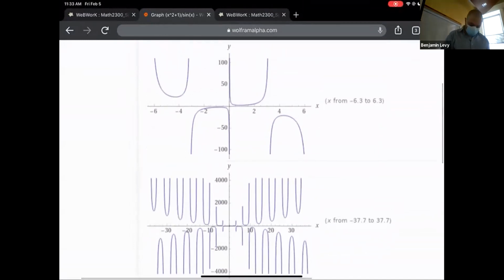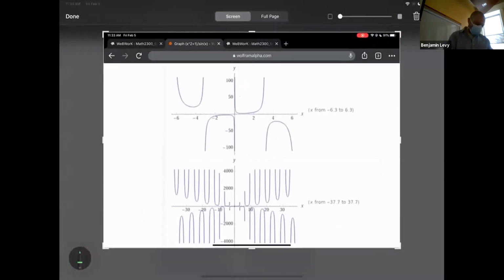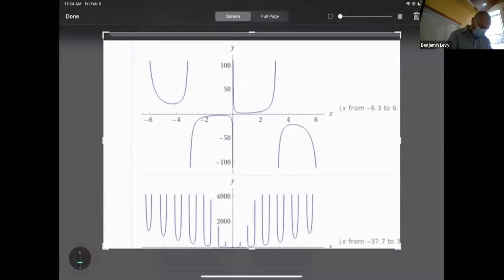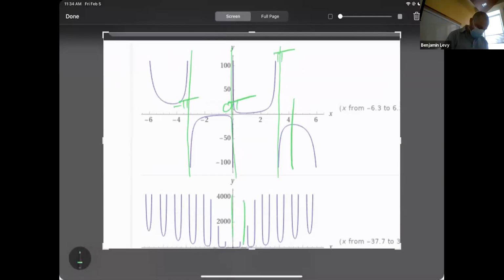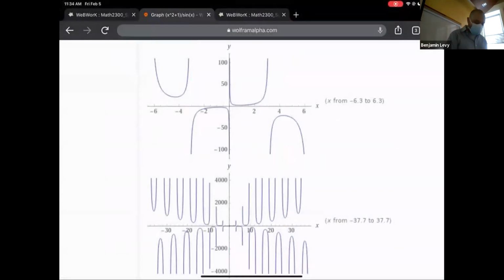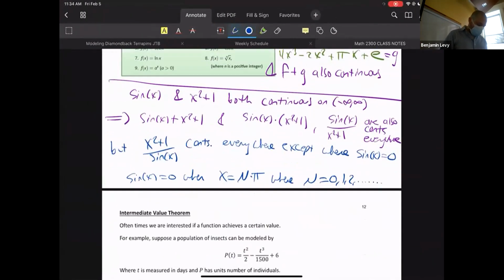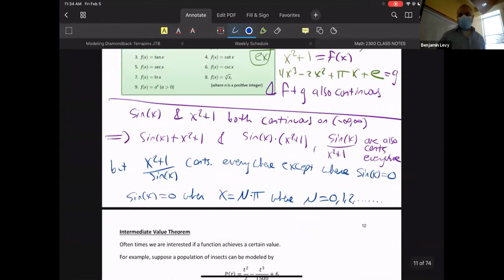I'll screenshot this. Let's try it. Right, all these discontinuities. This right here, this right here, this right here. This is at pi, this is at 0, this is at negative pi. Looking down at the other one, this is 0, 1, this is 2 pi, 3 pi, 4 pi, 5 pi. It's all multiples of pi. That's all I'm trying to say here. We have all those discontinuities at multiples of pi. All right, that's all I wanted to say about that.